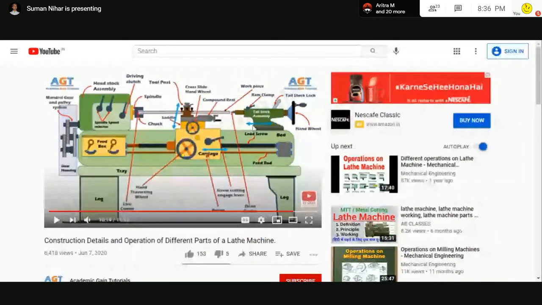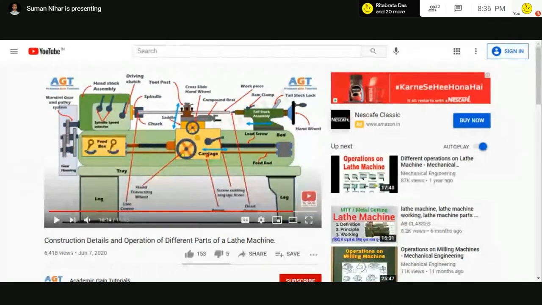Here it has been shown, you see this is the carriage. This is your hand traveling wheel by which this carriage will move to the left hand side or right hand side. This is the saddle. Here you see there is another wheel, that is the cross-slide hand wheel, by which you can move this in this direction. This is your tool post where the tool will be mounted. Basically this is a brief construction detail of the lathe.